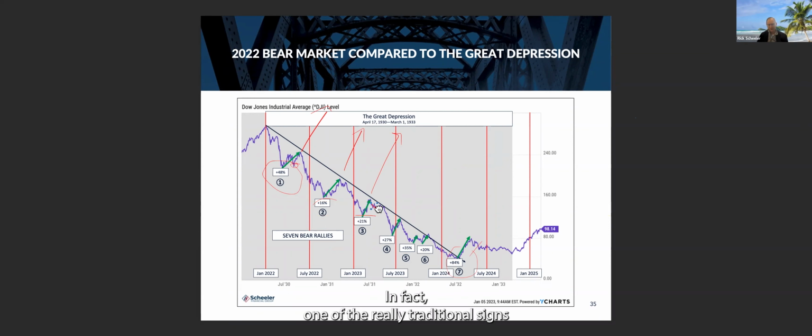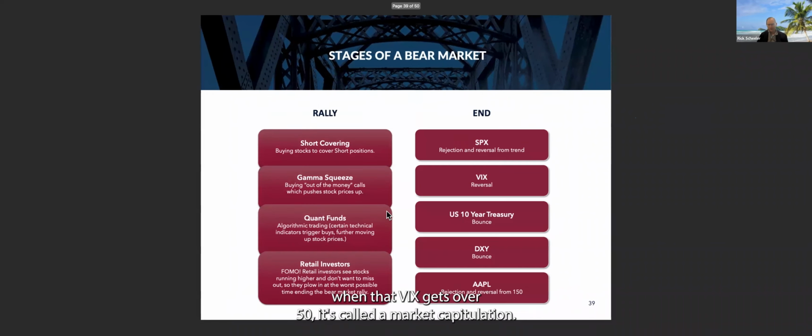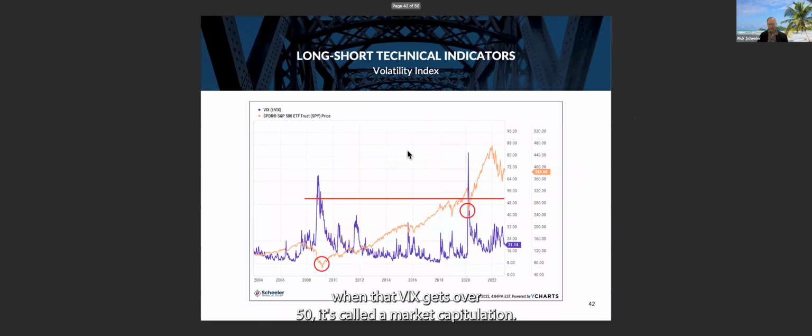In fact, one of the really traditional signs that you're at the end, and it's a great buying opportunity, is when that VIX gets over 50. It's called a market capitulation. It washes all hope out of the market, and people think it's the end. People think that it's never going to recover. Anybody who's going to sell, sells. That VIX goes through the roof. The market capitulates down, and once all hope is washed out, there's nobody left to sell. People start buying, and the lack of sellers and the presence of buyers causes that market to recover.